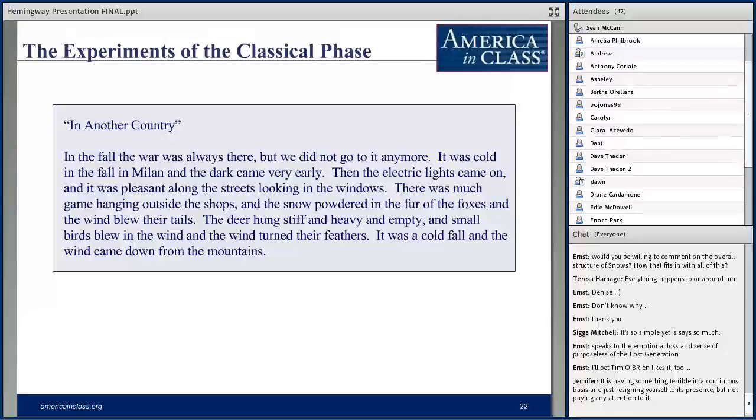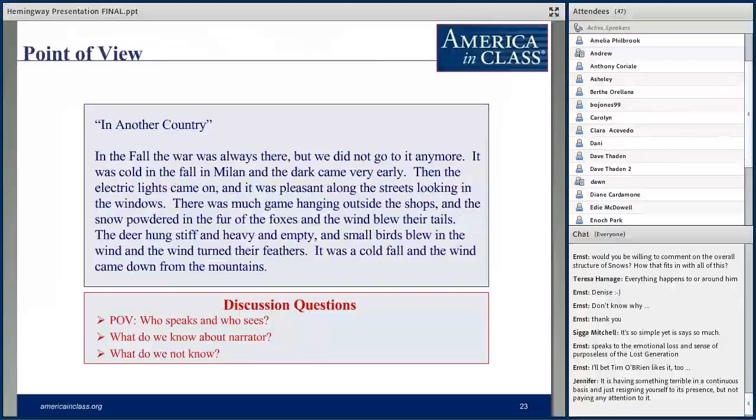The sentences are beautiful, the paragraph is extraordinary, and it's nothing like in style, I think, or very little like what you see in Snows of Kilimanjaro. So how so? Well, let's be more specific.